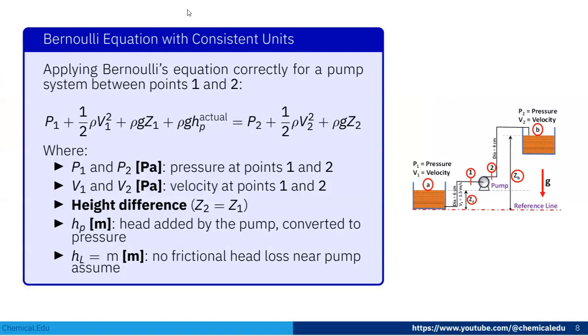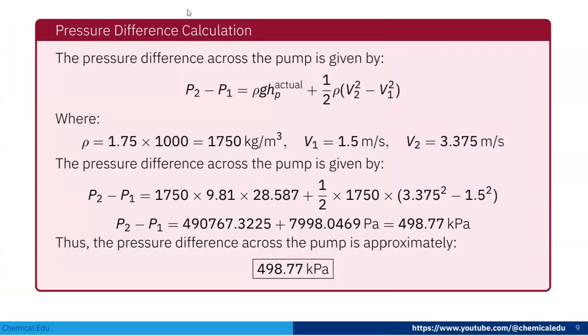After getting that, now we apply Bernoulli's equation between point 1 and point 2. So the same equation: P1 plus half rho V1 square plus rho g Z1 plus rho g HP actual equals P2 plus half rho V2 square plus rho g Z2, because we have to calculate the pressure difference between point 1 and point 2. We know the velocity and HP, and Z1 and Z2 we can assume are at the same height, so they cancel out. We also assume no frictional losses here, so HL is equal to 0. Ultimately the pressure difference across the pump is P2 minus P1 equals rho g HP actual plus half rho times V2 square minus V1 square.